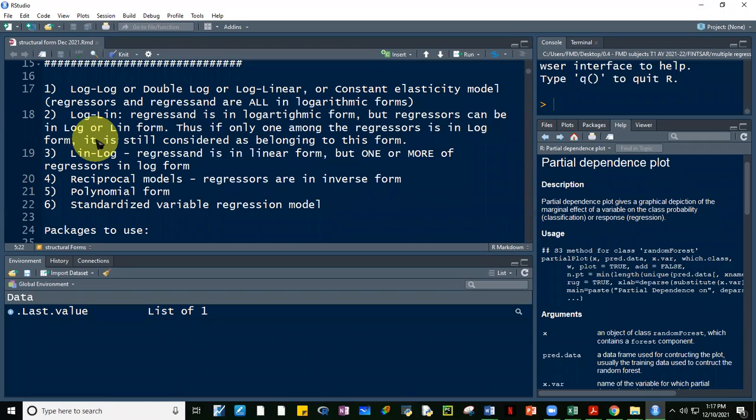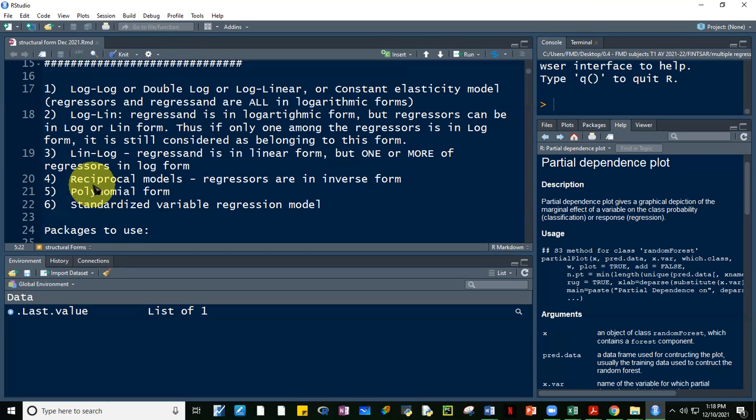The second one is log-lin, where your dependent variable is in logarithmic form, but your regressors can be a combination of log and linear. So it's called log-lin when at least one of your independent variables is in log form. When all of them are in logarithmic forms, then we call it log-log or double log. On the other hand, when the dependent variable is in linear form, but one or more of your regressors is in log form, you call it lin-log format.